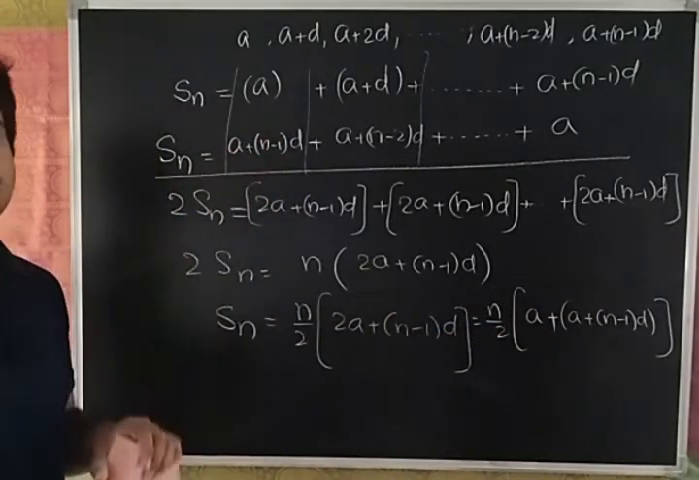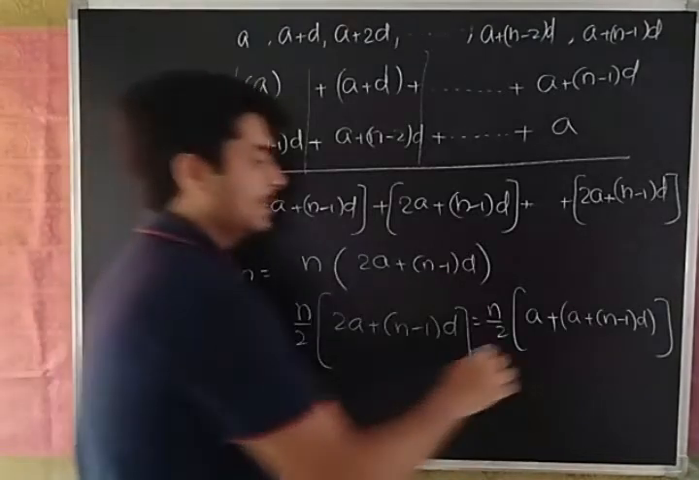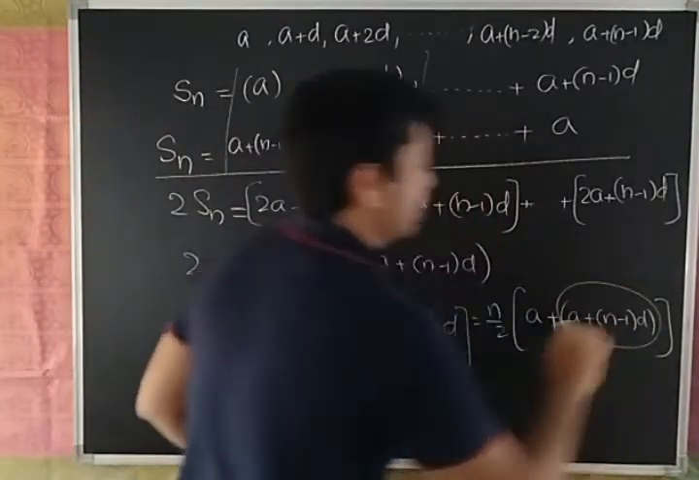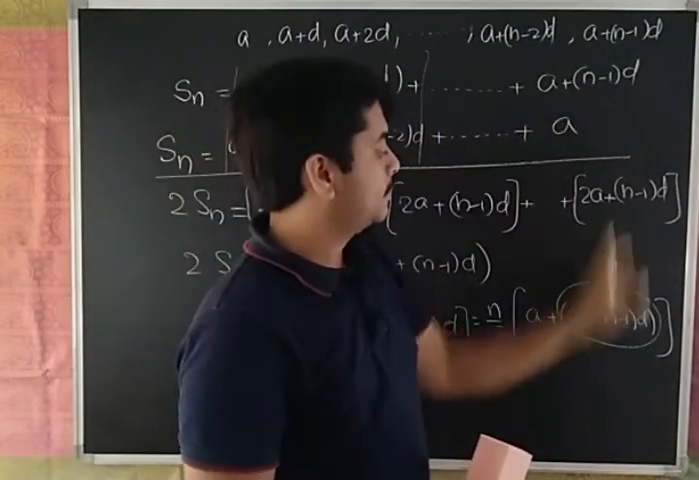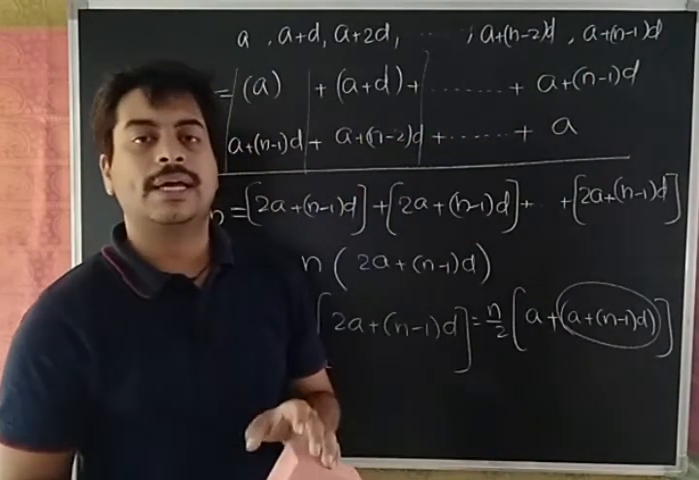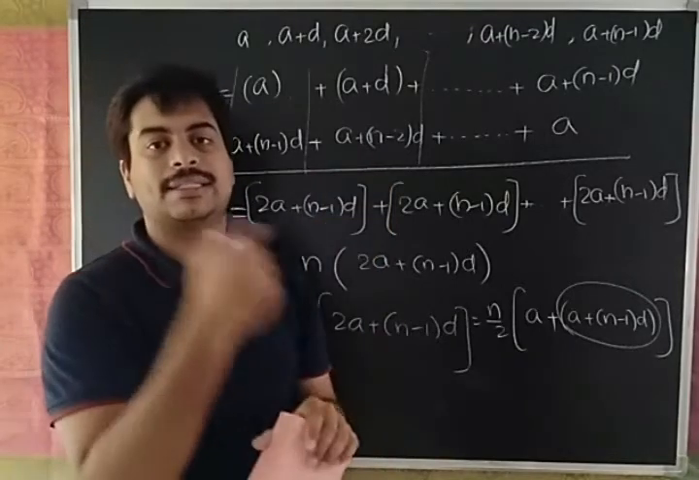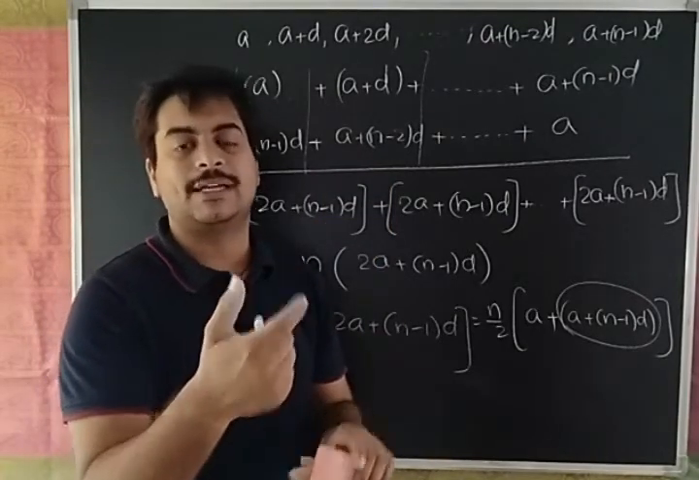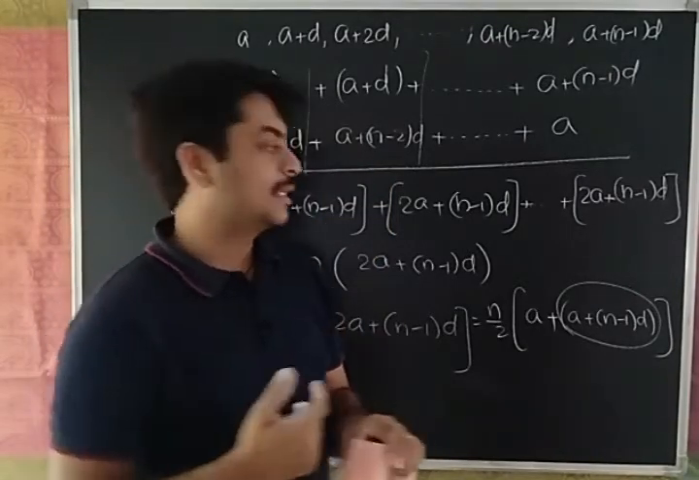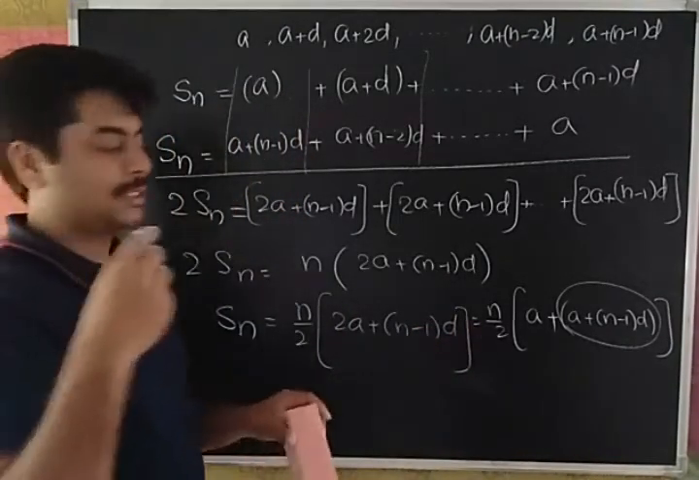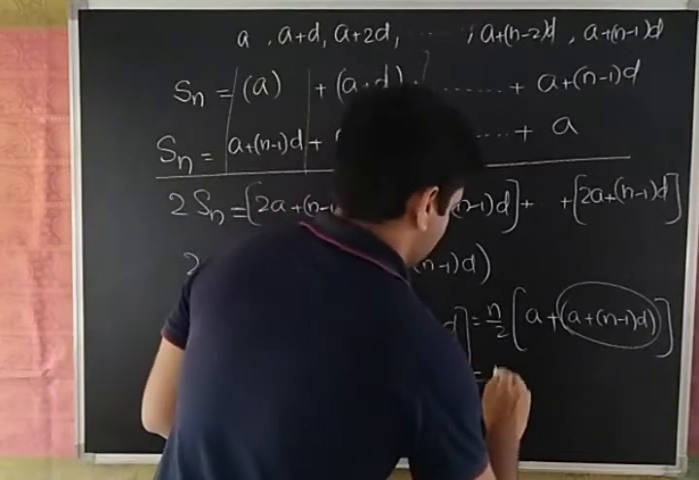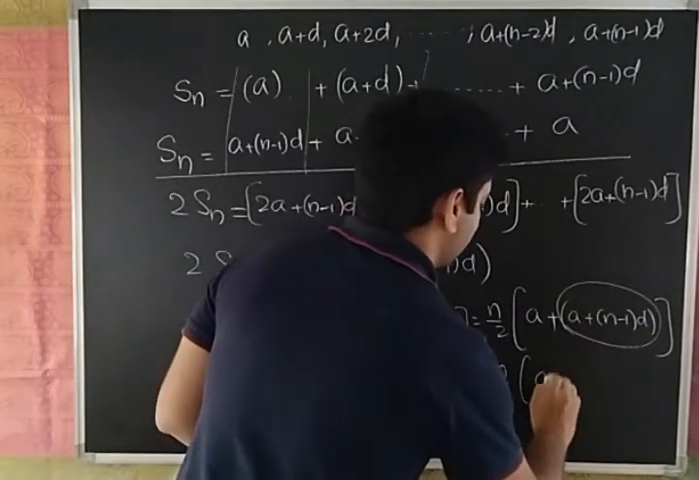So, what happens here? This is nothing but the nth term. Can you recognize it? a plus (n minus 1) into d, that is the nth term. Or in this sequence, it is the last term, as we are finding till n terms. So, the last term I will represent with L. L represents the last term. So, this is n by 2 into (a plus L).